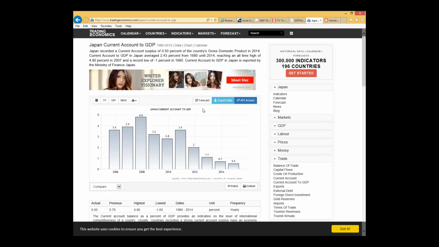So this is the Japan current account to GDP. So in recent years, it's come down quite a bit, and the reason for that is they have been outsourcing their manufacturing to other countries that have lower wages, very much like the United States has done.